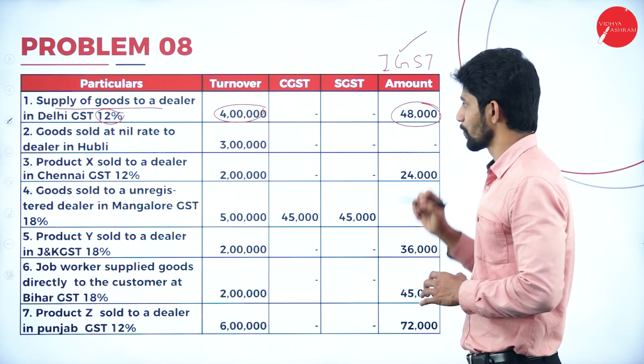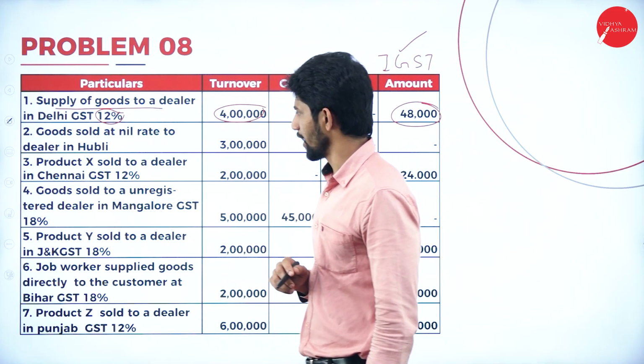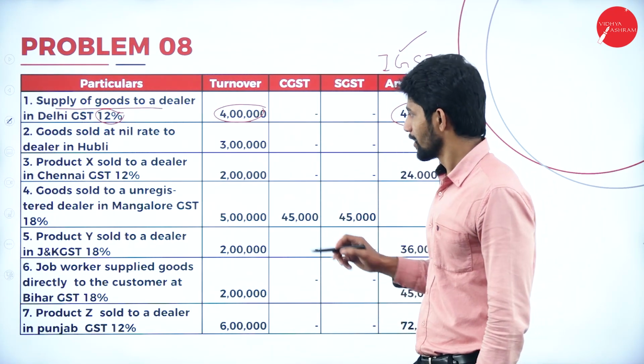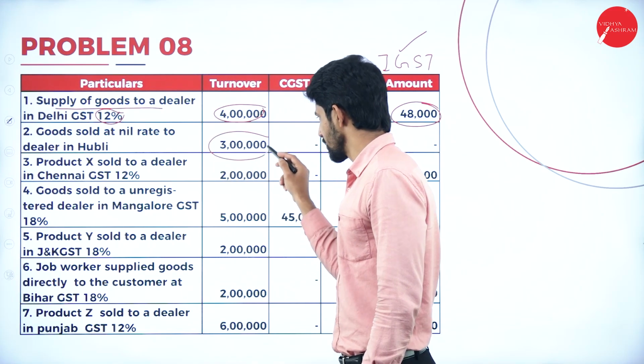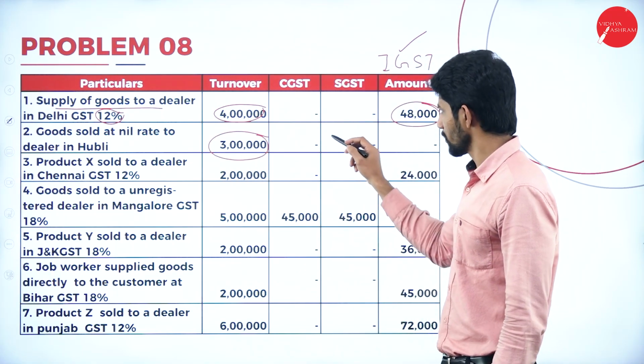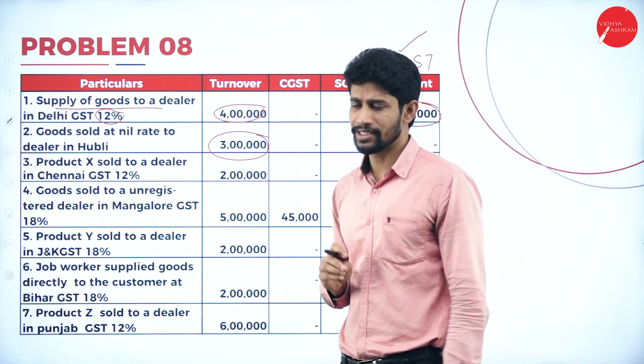How much you will get? 48,000. Next, goods sold at nil rate to dealer in Hubli. So here goods sold, that means sales, we are considering it in turnover column, and in amount, that is GST payable, it is nil because 0 rate of GST.